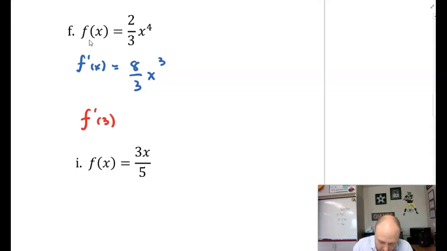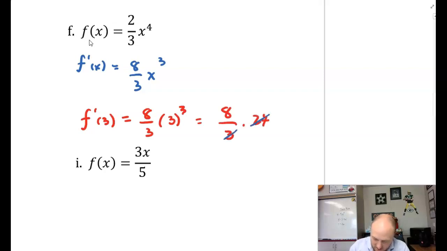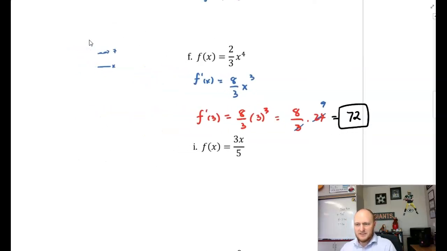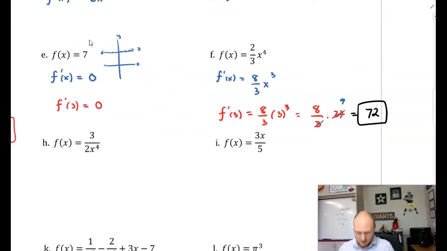F prime of 3, if I'm going to compute this, this is 8/3 times 3 cubed, which is 27. So 8/3 times 27. Let's do some cross cancellations. Becomes 9, and we get 72. Sweet.